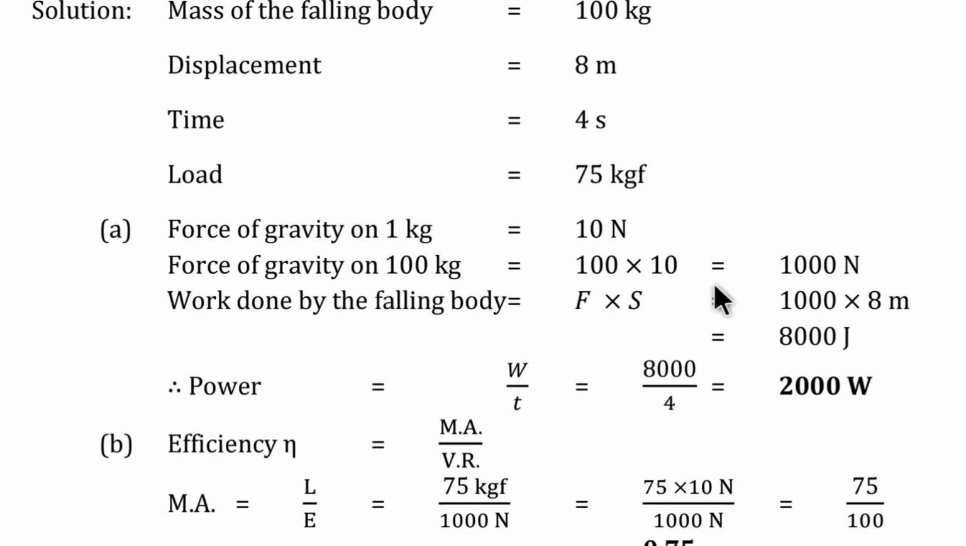So work done is equal to force into displacement. The force is 1000 Newton and displacement is 8 meters. So 1000 into 8 will be equal to 8000 joule of work done by the falling body. So its power, the power input, which is at the effort, is equal to work by time, 8000 joules divided by 4 seconds, which will be equal to 2000 watt. So the power input is 2000 watt.